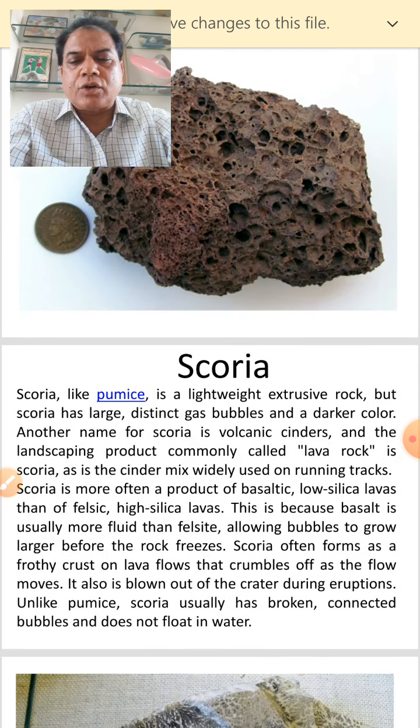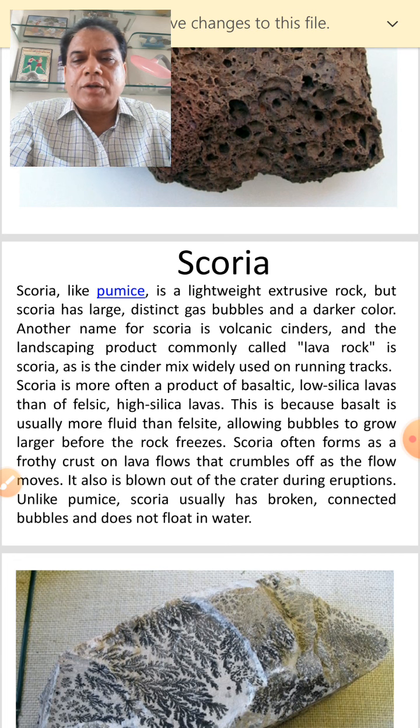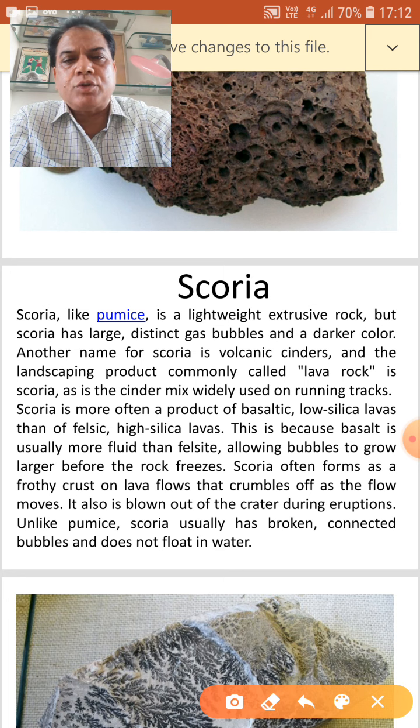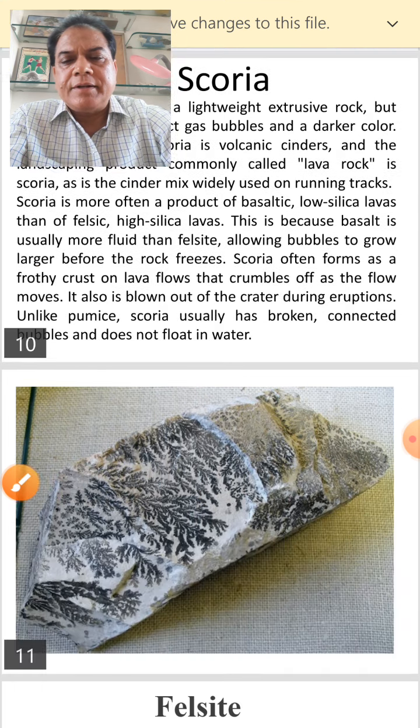Then the next rock is scoria. Now this is like pumice, a lightweight extrusive rock, right? It has distinct gas bubbles. I will just try to show you these places. These are where the gas bubbles have escaped and made open cavities in this rock, right?